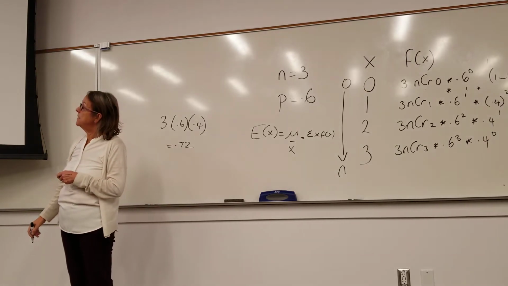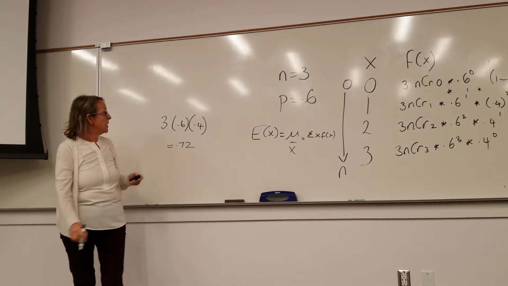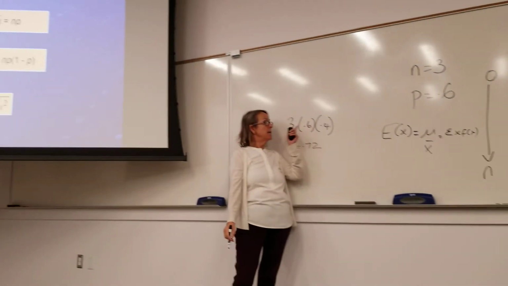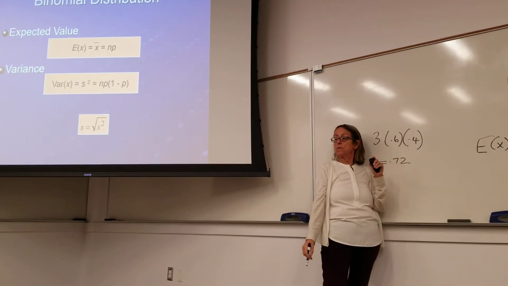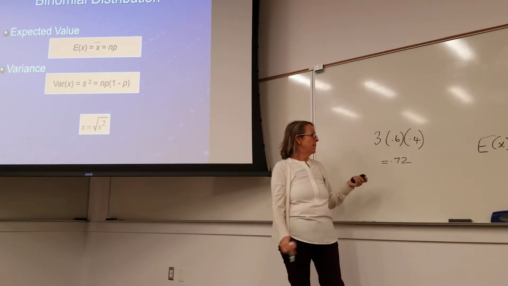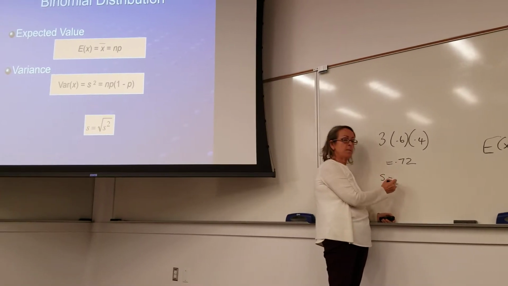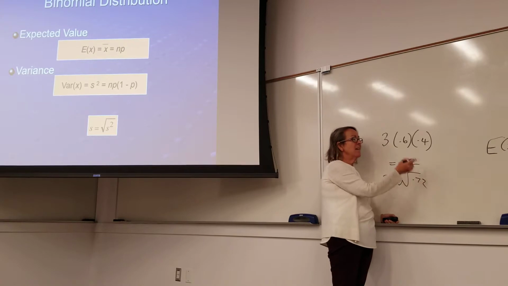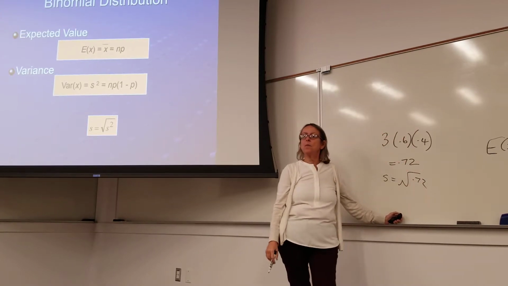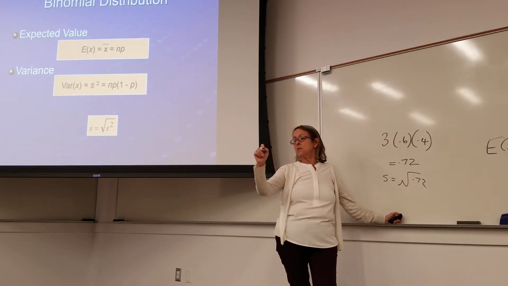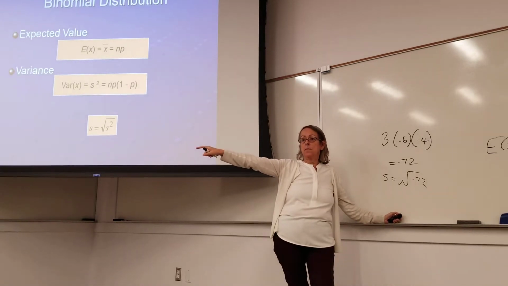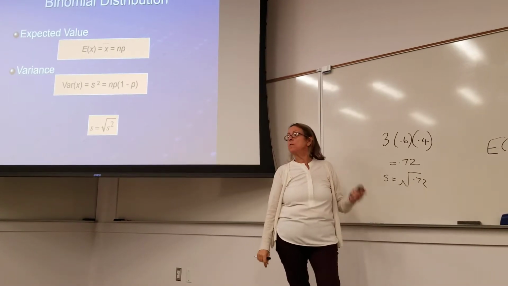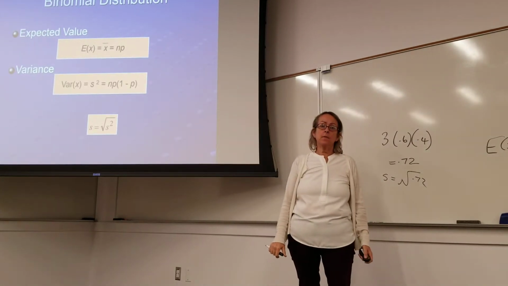It's just n times p times 1 minus p. N is 3, p is 0.6, 1 minus 0.6 is 0.4. And then if I want the standard deviation, it would be the square root of 0.72. That's a lot faster than that table. When you have a regular discrete probability question like we had up here, you have to do the table. When you have binomial, you don't have to do the table.